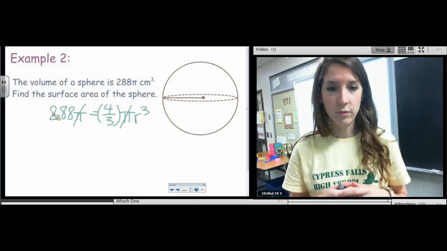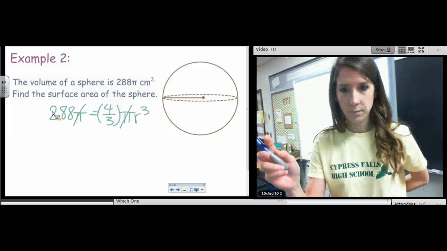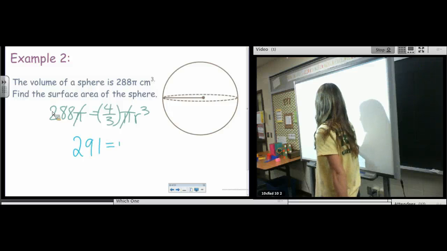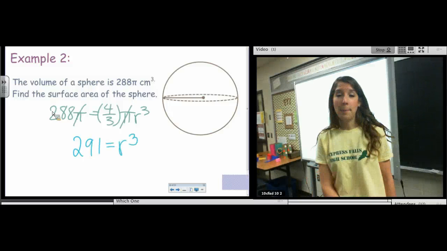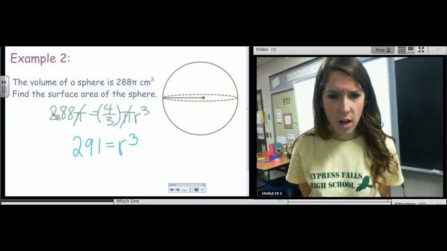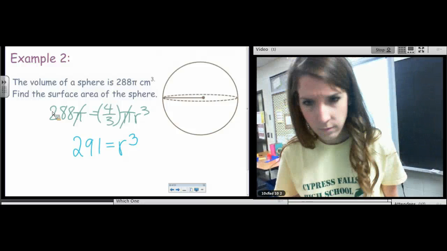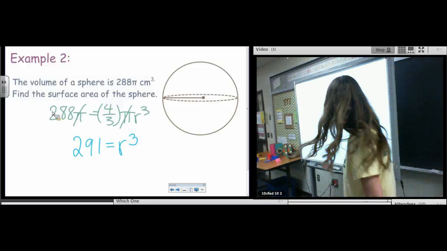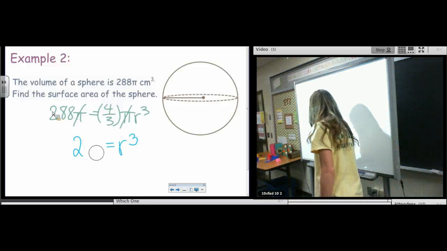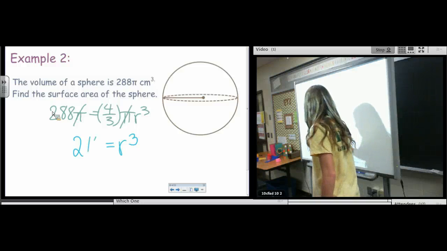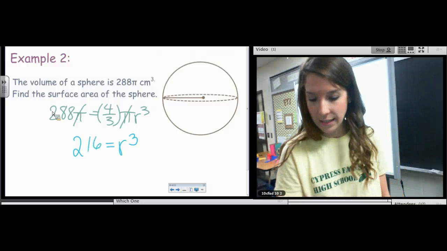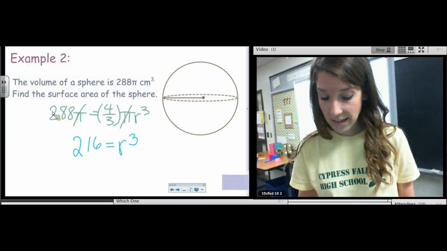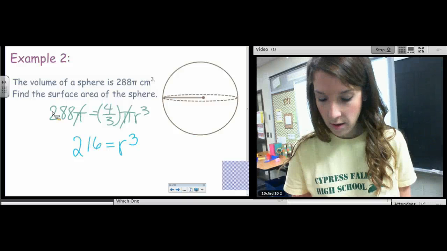Guys, example 2, Earth to 8th graders. What's the opposite of cubing something? I did 388. Thank you. Good. 216. See why I need you guys? What's the opposite of cubing something? Cube rooting. Do you know where that is on your calculator?